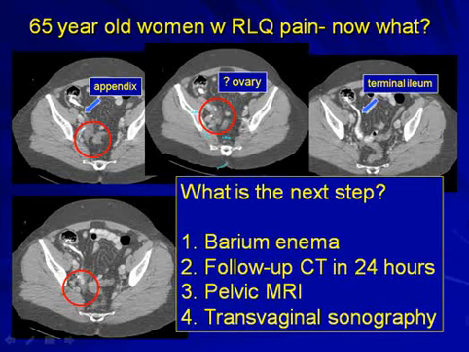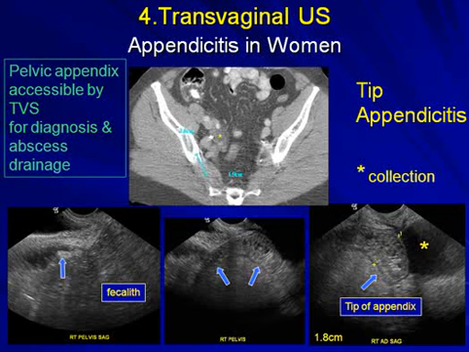Should we do a barium enema? Should we bring her back for a follow-up CT in 24 hours? Go on to a pelvic MRI? Or proceed directly to transvaginal sonography? Well, given the title of this lecture, we know that the answer is transvaginal sonography, which can be extremely valuable in women with appendicitis. The pelvic appendix is accessible by transvaginal sonography for both diagnosis and abscess drainage.